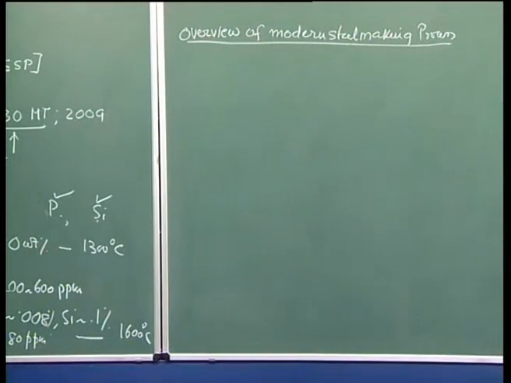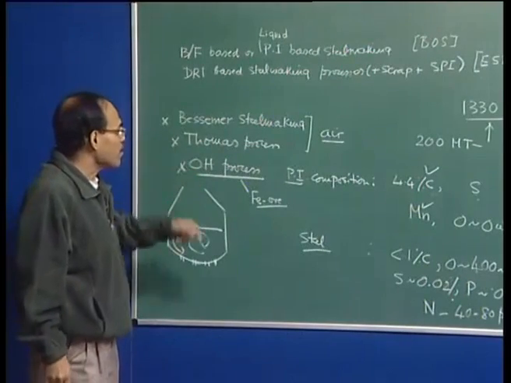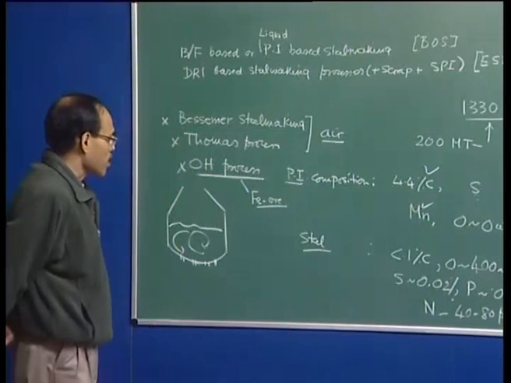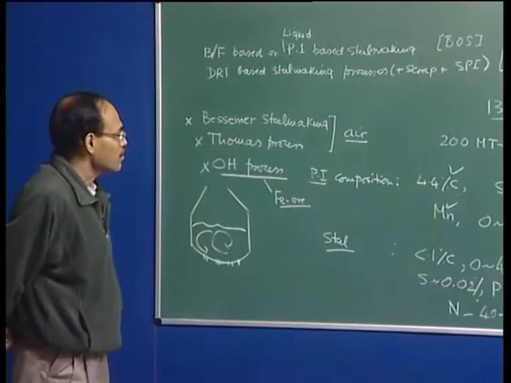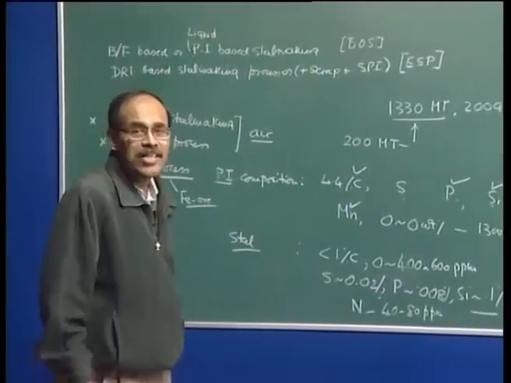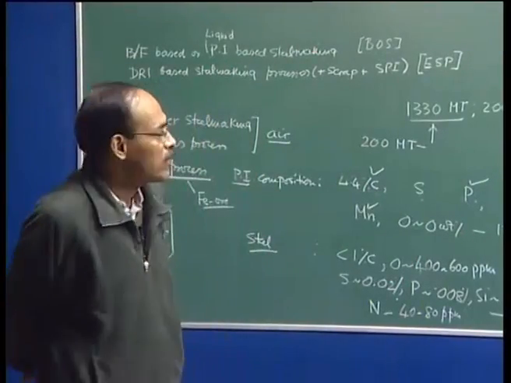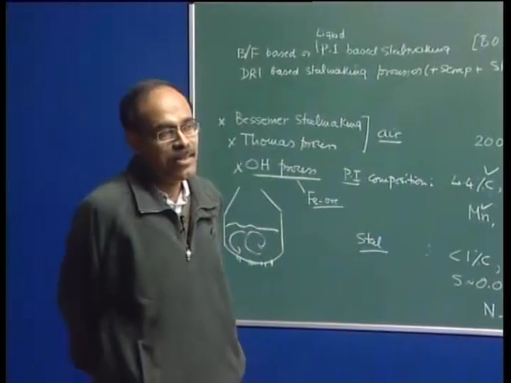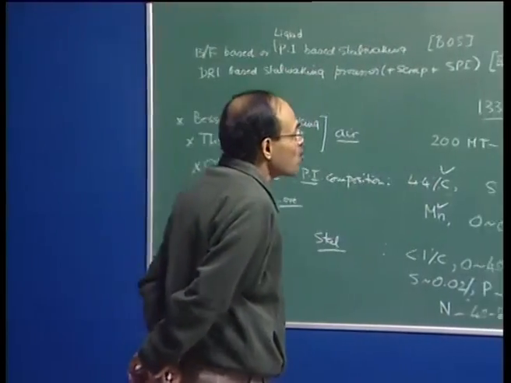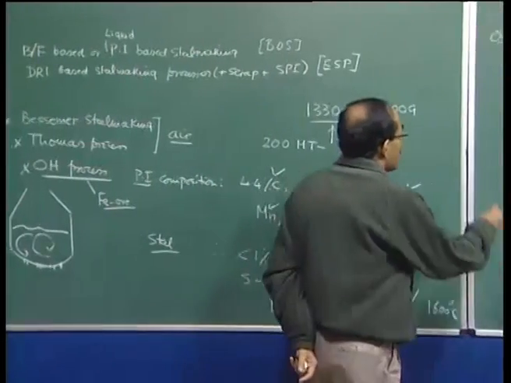If you are interested to know about these subjects in greater detail, there are textbooks you can refer to, but in the present context it is not important for us to go beyond this depth. Now, when you talk of modern steel making, we are talking of the era of oxygen steel making. That means we are talking of the post-1950 years, and of steel making that is mostly oxygen steel making processes.